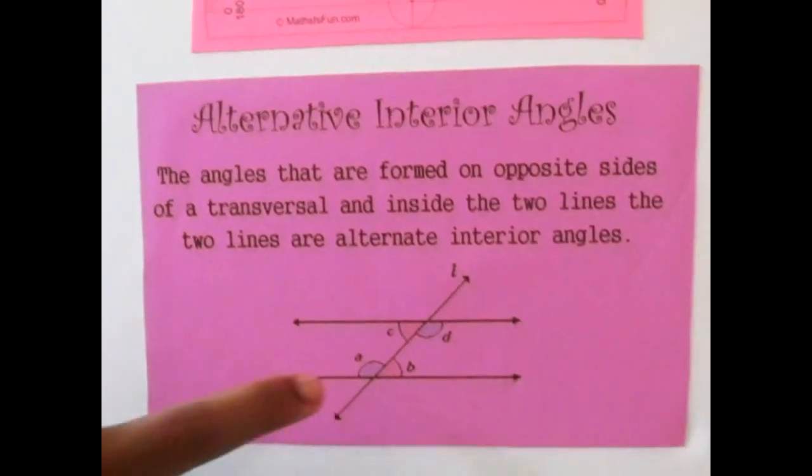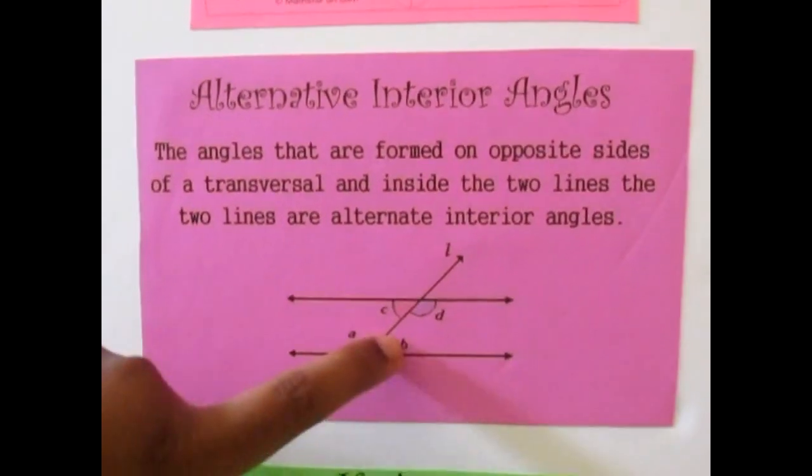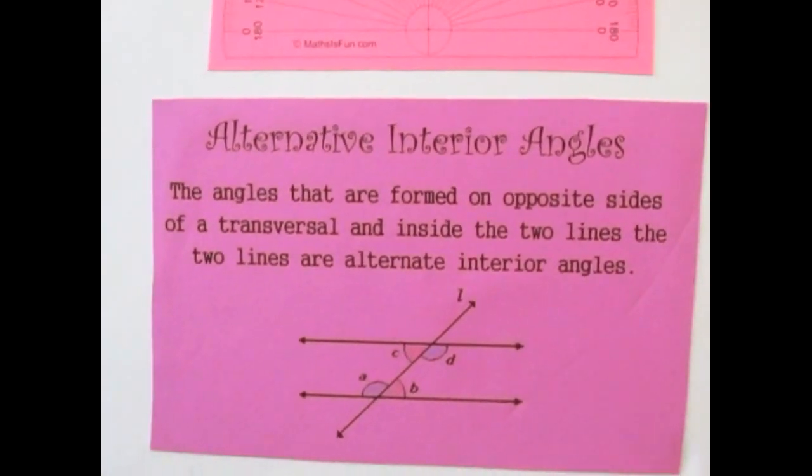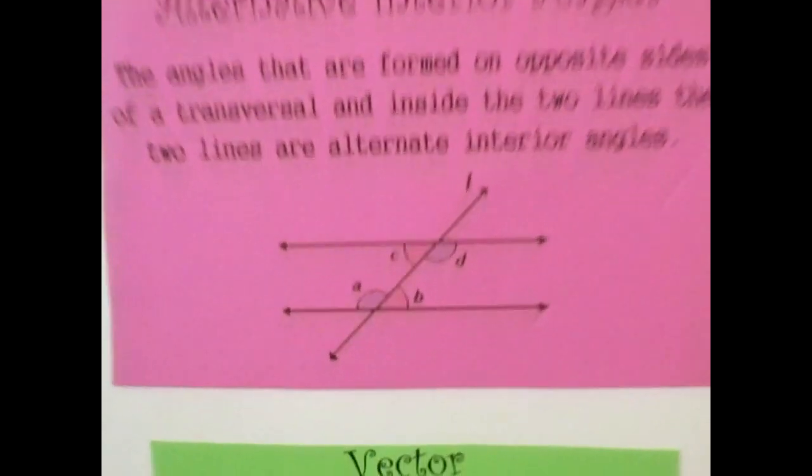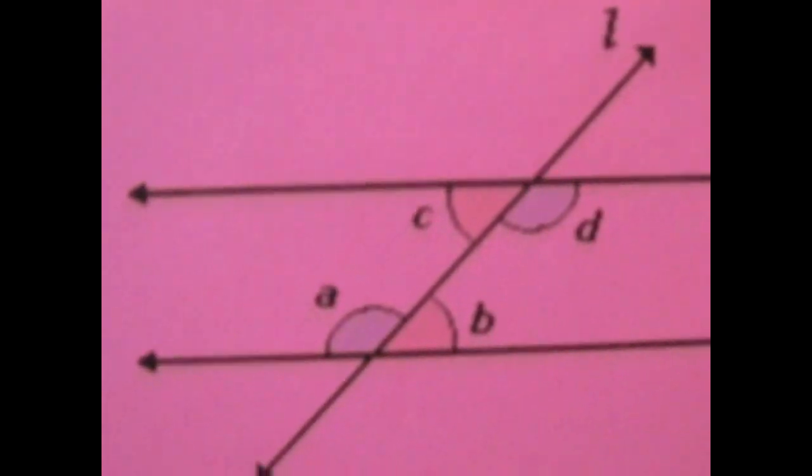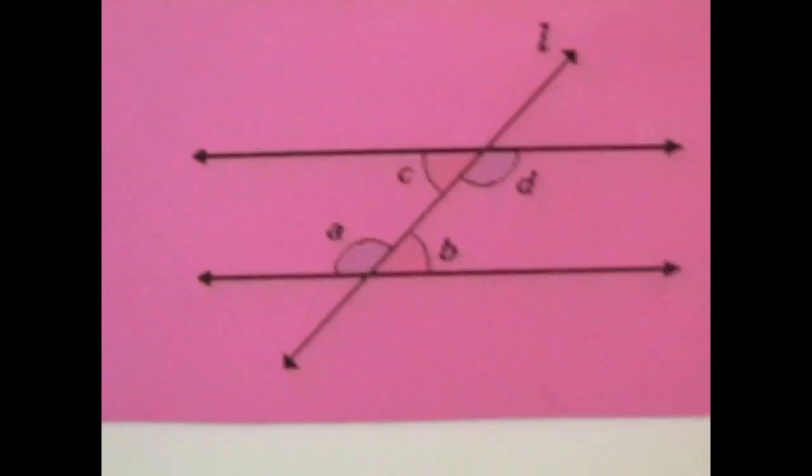Alternate interior angles. Angles that are formed on opposite sides of a transversal on the inside of two lines. Those would be the alternate interior angles. And as you can see, the two parallel lines and the transversal line would be right here.